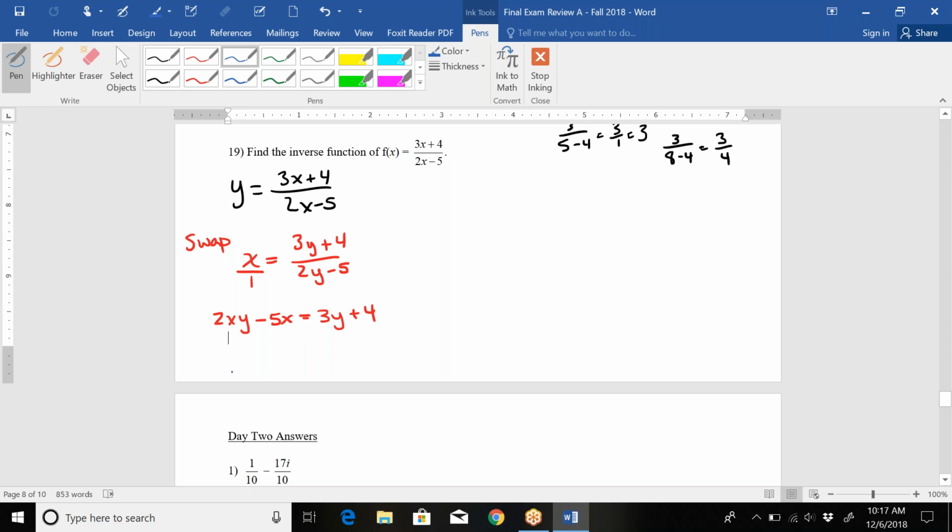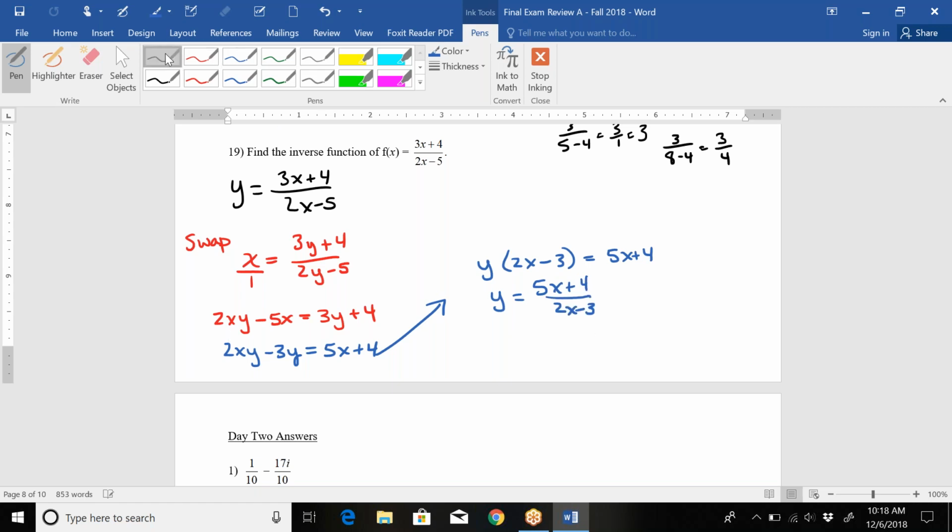So I'm going to get all the y terms on the same side together by subtracting the 3y over to the left and adding the 5x over to the right. This is isolating the y variable on one side so that we can factor it out. So then we would pull the y out and we get 2x minus 3 in a parentheses equals 5x plus 4. The final step to getting this to y equals form is to divide by the 2x minus 3.